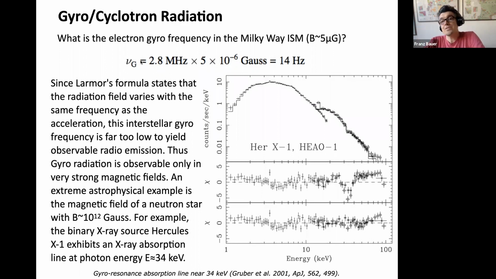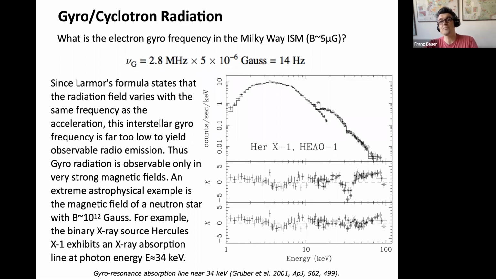In the non-relativistic case, this radiation field will vary at the same frequency as the deceleration. Typically, as I said, this gyro frequency is very, very low, so it's not really observable for the reasons we just mentioned. Actually, the galaxy is opaque to radiation much below a megahertz, and this is 14 hertz. So you don't generally end up seeing it until you have very strong magnetic fields.